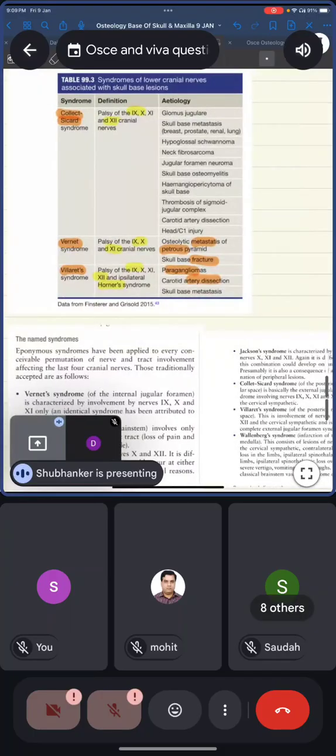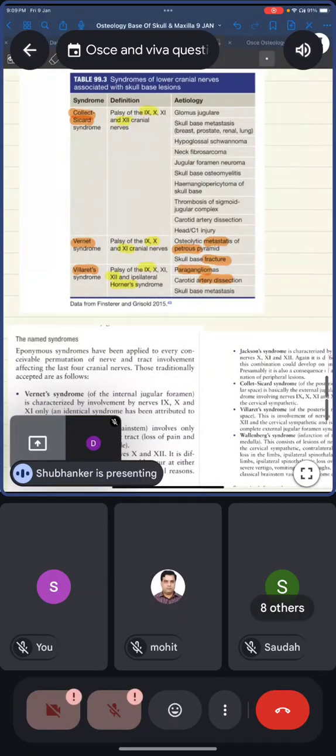So let's see what else we are seeing. Here we get all the names of the syndromes. This table is from Scott Brown only. So, without saying, it is very important for you. The first syndrome is Collet-Sicard that they have given to us. Second is Vernet, and third is your Villaret syndrome. So what they were asking in the previous question was what is Vernet syndrome? This is basically the palsy of your 9th, 10th and 11th cranial nerves.